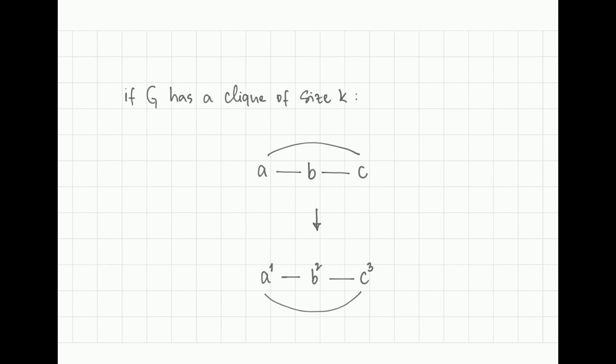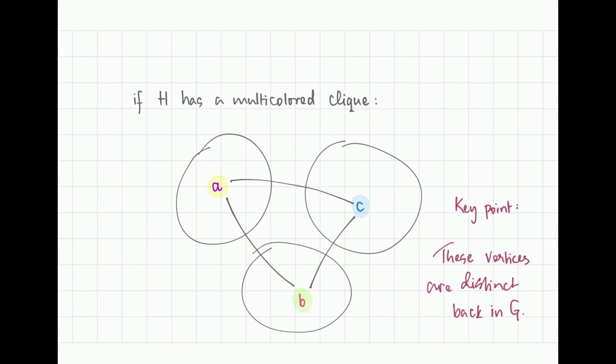So that covers the forward direction. In the reverse direction, suppose the graph that we constructed, let me call it H, actually has a multicolored clique. We want to be able to somehow pull this back into a clique of G, right? We want to say that if the instance that we constructed is a yes instance, then the instance based on which this instance was constructed is also a yes instance.